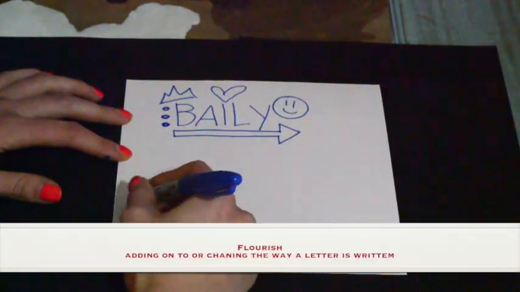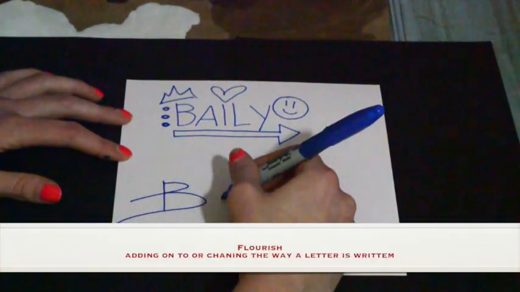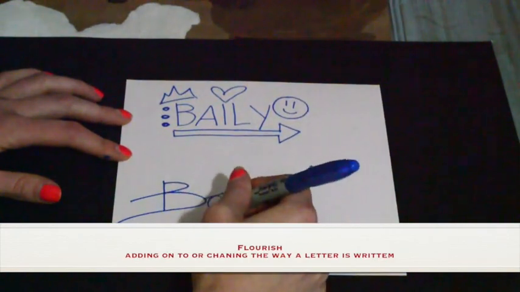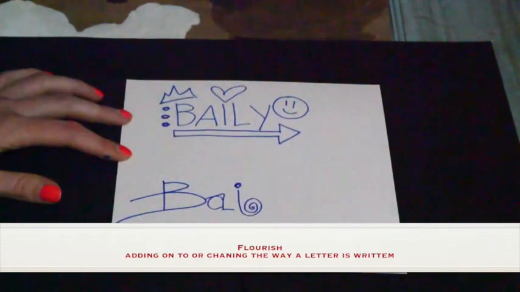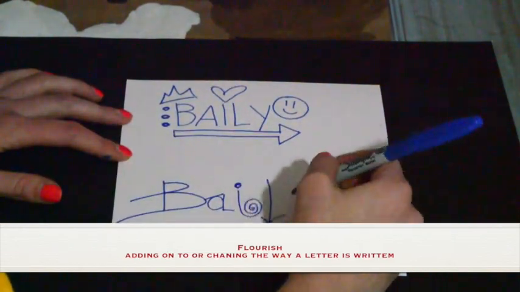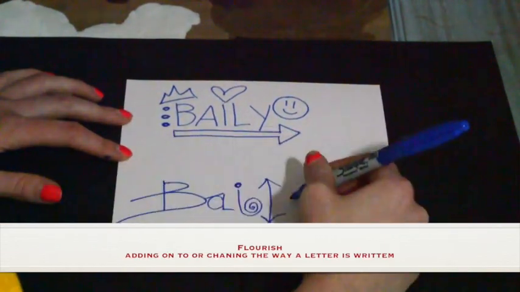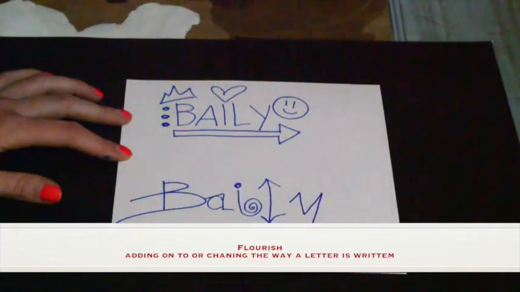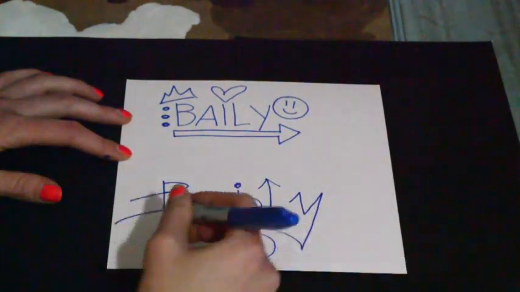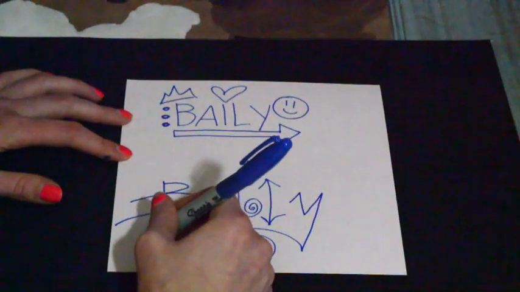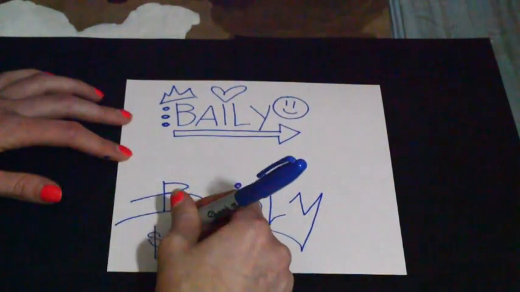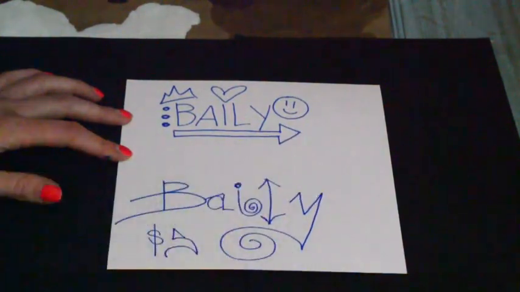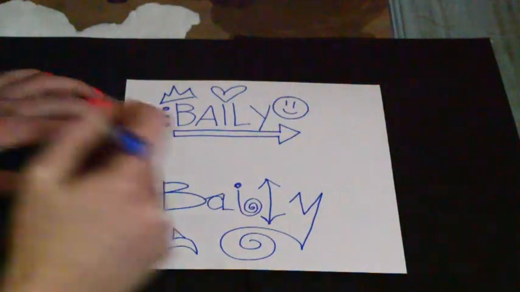A flourish is adding on to or changing the way a letter is already written. So extending parts of the letter, adding on extra lines, swirls, again arrows would be a flourish. Drawing lines through the letter would also be a flourish. Just changing the way that you normally would write the letter is considered a flourish.